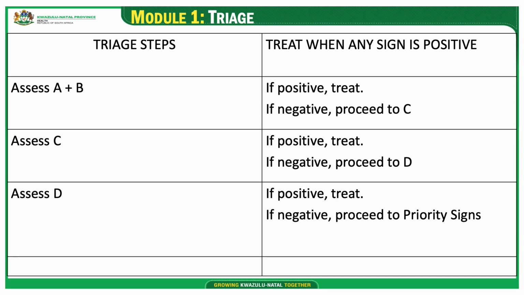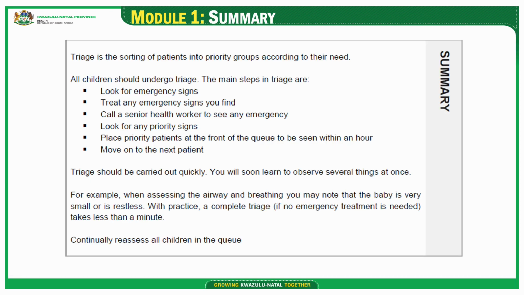So the steps one would take is assess airway and breathing. If they're positive, take them to the emergency room and treat. If negative, move on to C. Assess C. If positive, treat. If negative, proceed to D. Assess D. If positive, treat. If negative, proceed to priority signs.